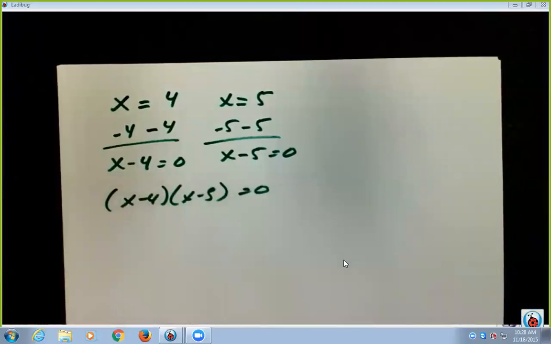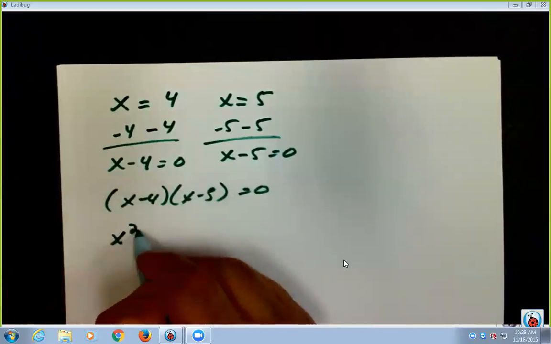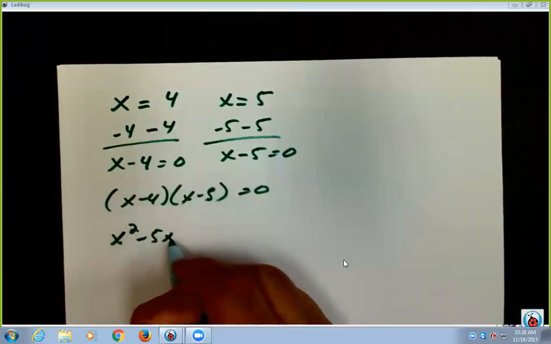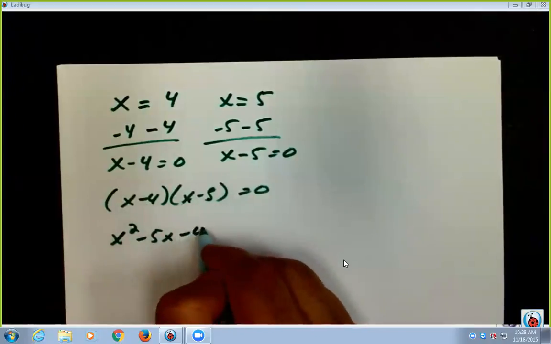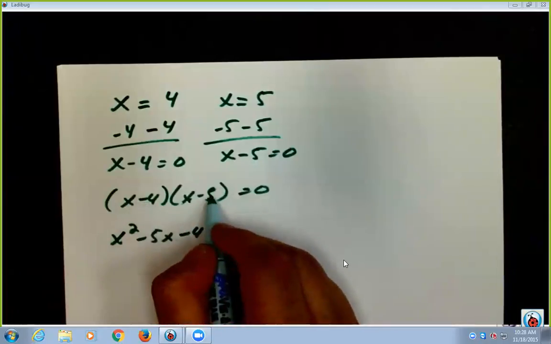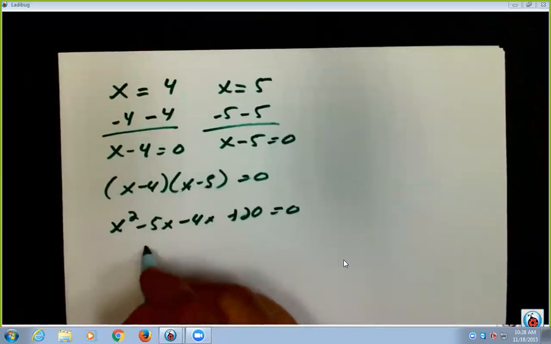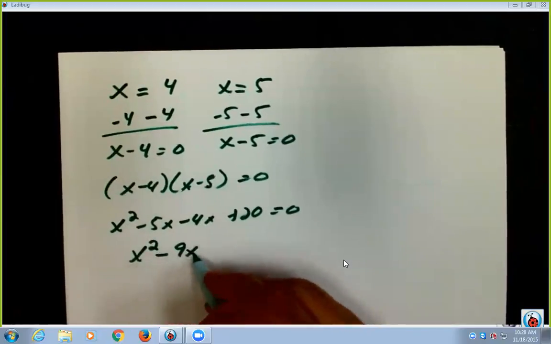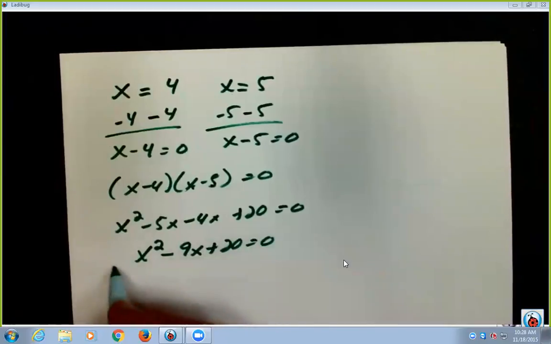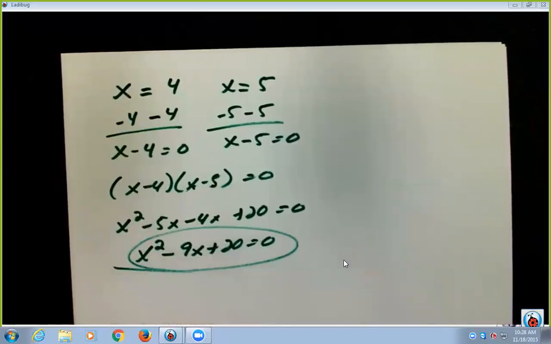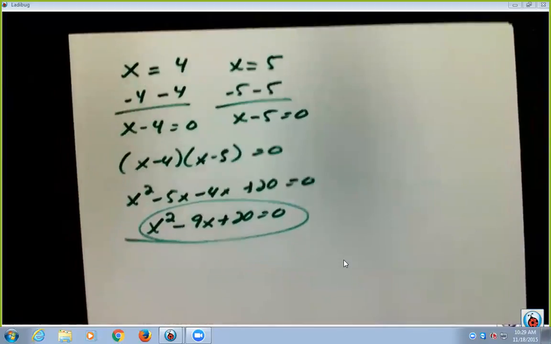that I can FOIL. X times x is x squared. X times a negative 5 is negative 5x. Negative 4 times x is negative 4x. And finally, a negative 4 times a negative 5 is a plus 20. And combine my middle terms. So x squared minus 9x plus 20 equals 0. So I get it back to its quadratic. Okay, not hard. Just reverses stuff, comes back where you started at, and then goes back to the other with that. So how about another one of those?